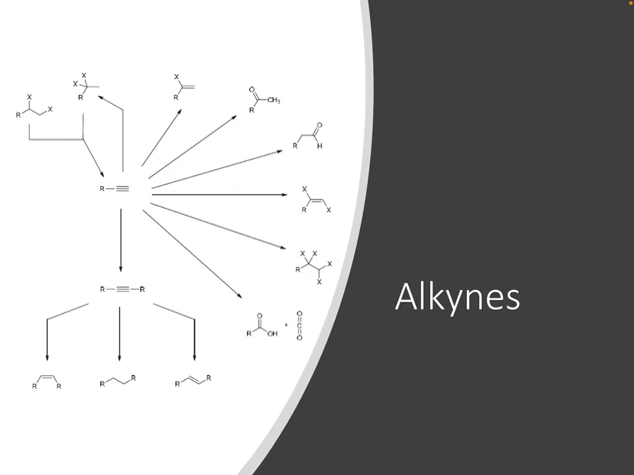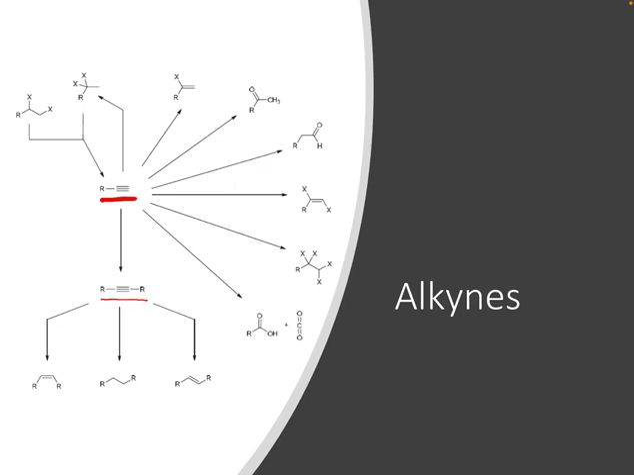So off to the left you can see a reaction map that's similar to the one we saw for the previous chapter. And you'll notice that we can start with an alkyne. And this one in particular has an alkyl group on one side and then a hydrogen on the other side. Now we could take that alkyne and we could add another R group.